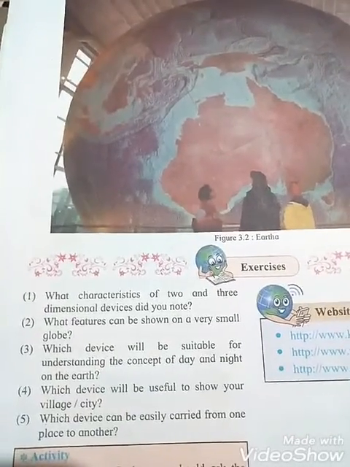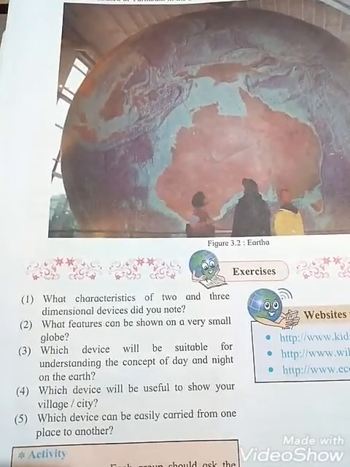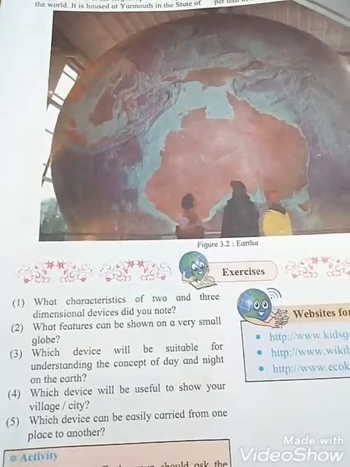Exercise. See students, 5 questions are there. This is your assignment I am giving you as your homework. You have to read this lesson twice, 2 times properly. I hope that you understood this lesson. Thank you.